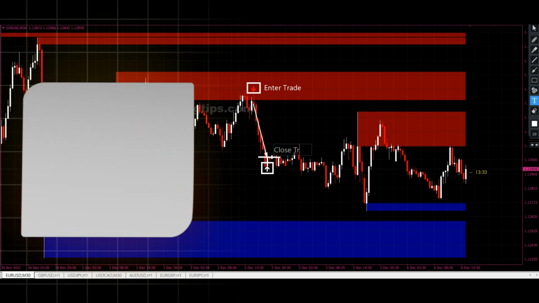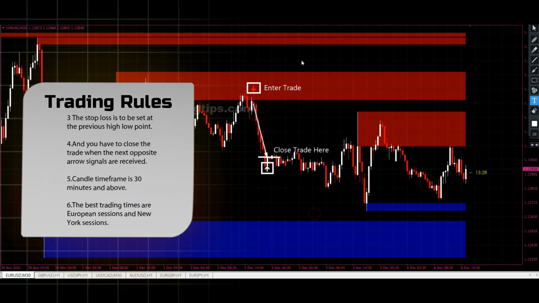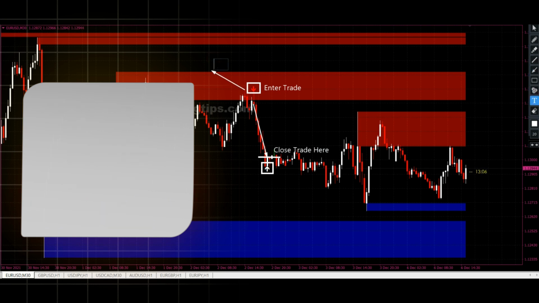The stop loss is to be set at the previous high-low point. And you have to close the trade when the next opposite arrow signals are received. Candle time frame is 30 minutes and above. The best trading times are European sessions and New York sessions.